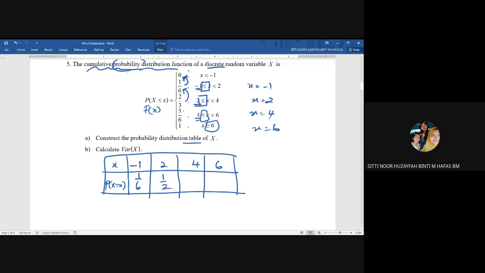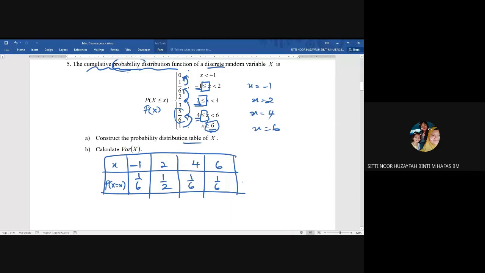And for 4, 5 over 6 minus 2 over 3. 5 over 6 minus 4 over 6 will be 1 over 6. And lastly, for x equal to 6, 1 minus 5 over 6 equals 1 over 6. So we can check whether the probabilities are correct by totaling them up to see whether it equals 1 or not. So check: 1 over 6 plus 1 over 6 plus 1 over 6 plus 1 over 2 or 3 over 6. So we get 6 over 6 equal to 1.